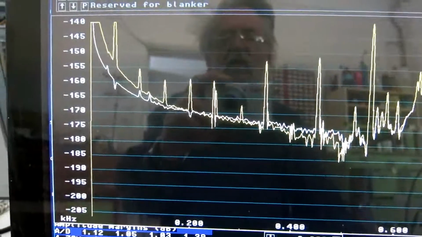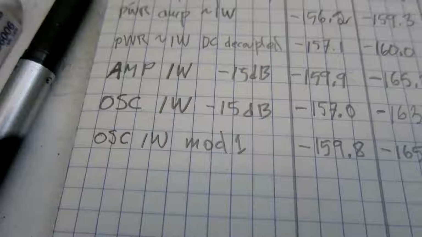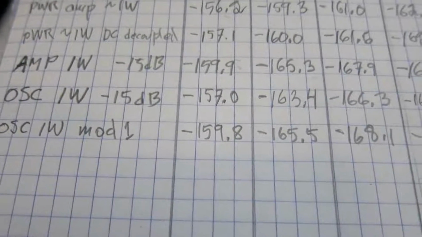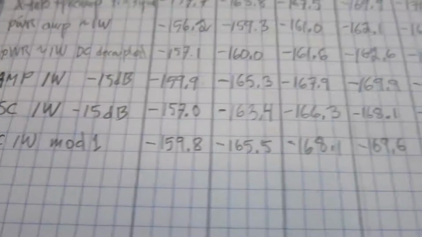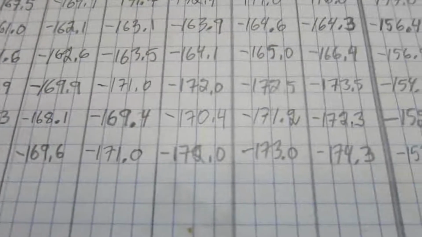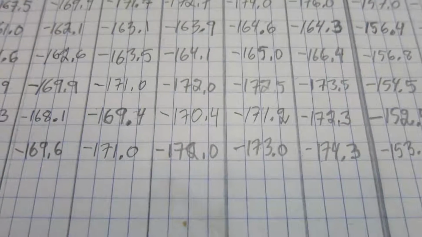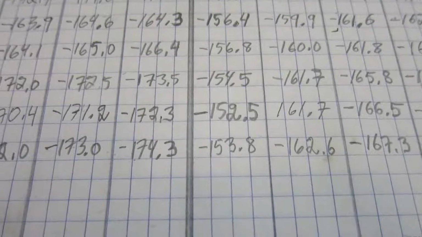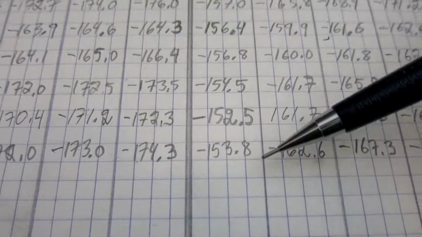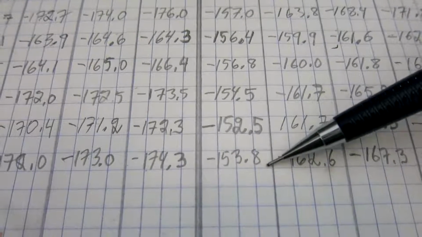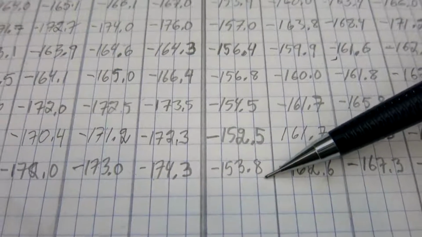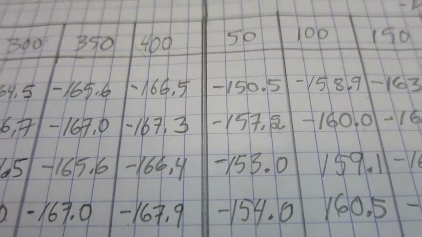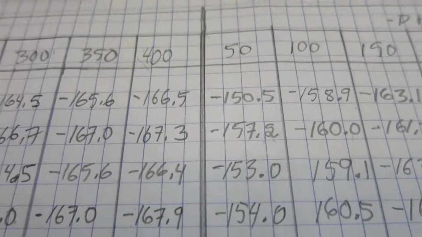So I evaluate what I have from these curves. After the modification, performance is clearly better. This is AM noise, 50 Hz, and all the way up to 400 Hz. It's about 2 dB. For phase noise, there is also an improvement. It is now minus 153.8 at 50 Hz. Not too far from the Wenzel at minus 157.2, about 3 dB.